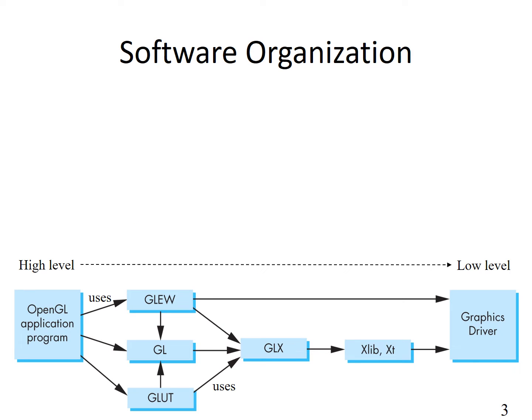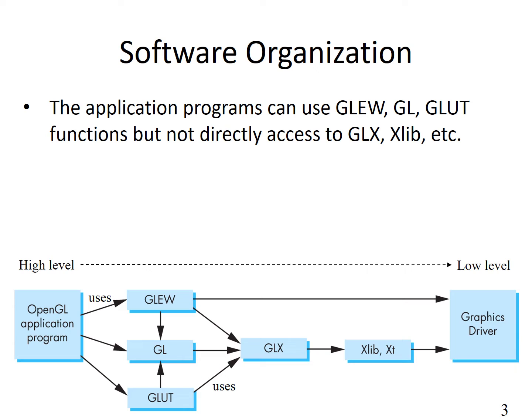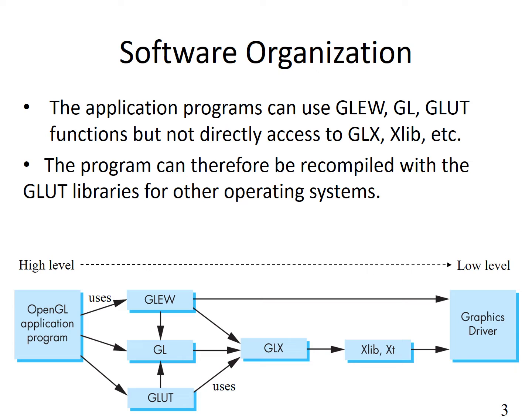The OpenGL software is organized as shown in this block diagram. Basically, the application programs can use GLU, GL, and GLUT, but they do not have direct access to the windowing function libraries because they are specific to operating systems. Hence, once you have written a program, you can recompile it using GLUT libraries for another operating system.